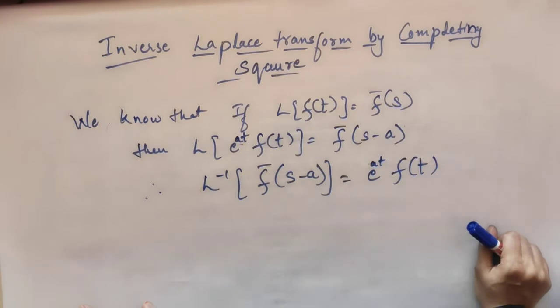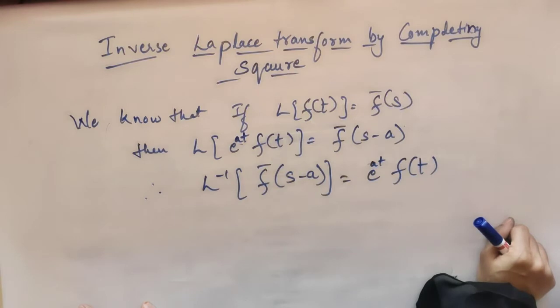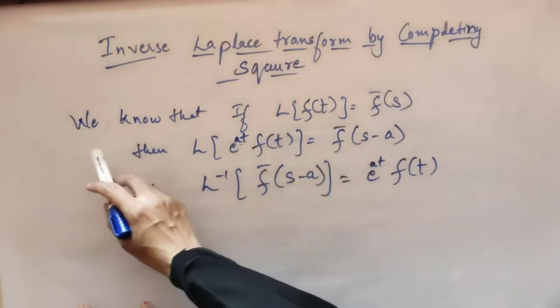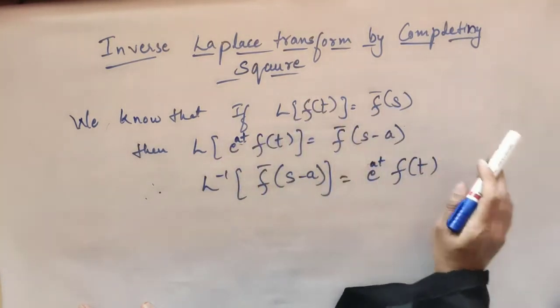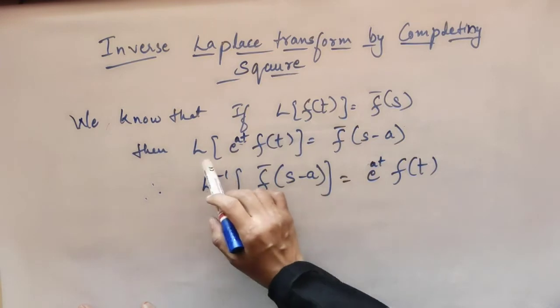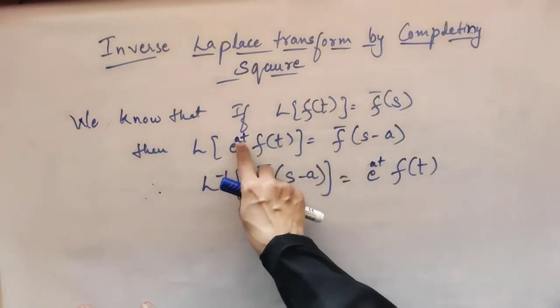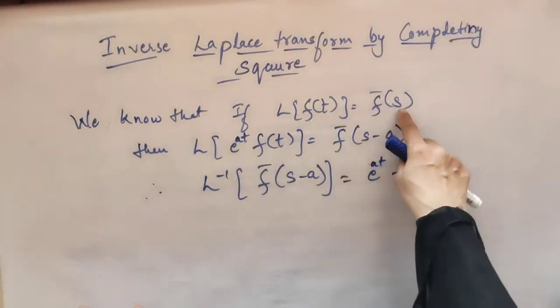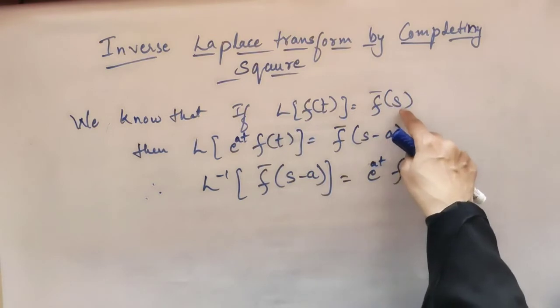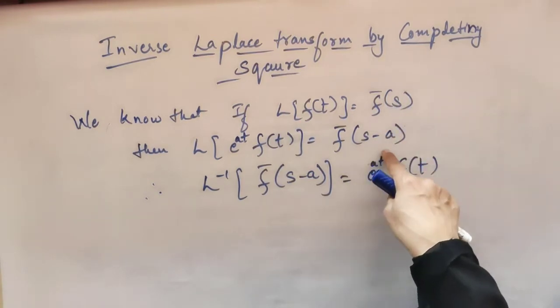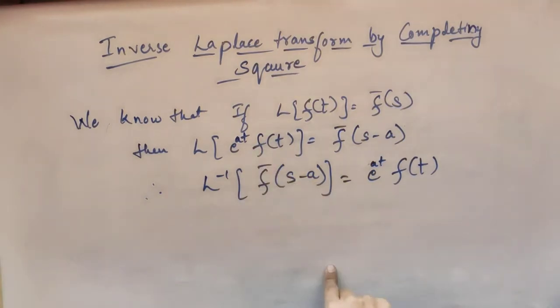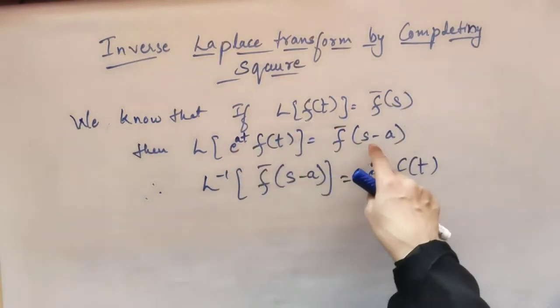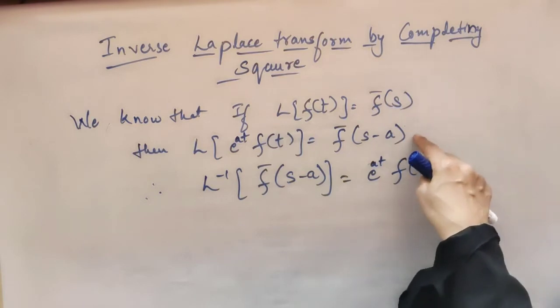Already we have solved a few properties. I guess you remember my previous sessions. We have discussed the properties of Laplace transforms. Amongst them there was one property: if the Laplace transform of f of t is equal to f bar of s, then the Laplace transform of e to power at into f of t will be f bar of s minus a. That is, wherever you have s in the Laplace transform of f of t, you replace it by s minus a, because e to power at has been multiplied on the left hand side. We have studied this already and solved a number of problems on this.